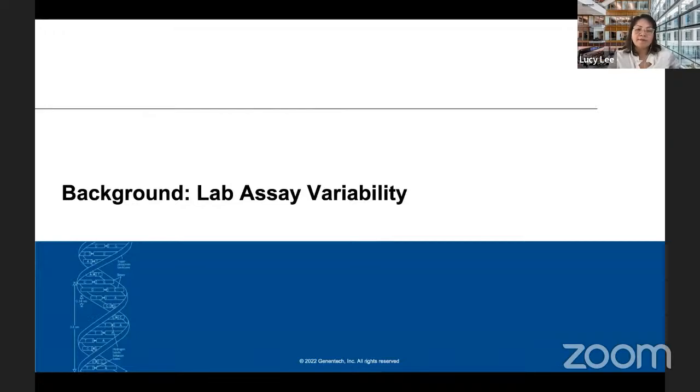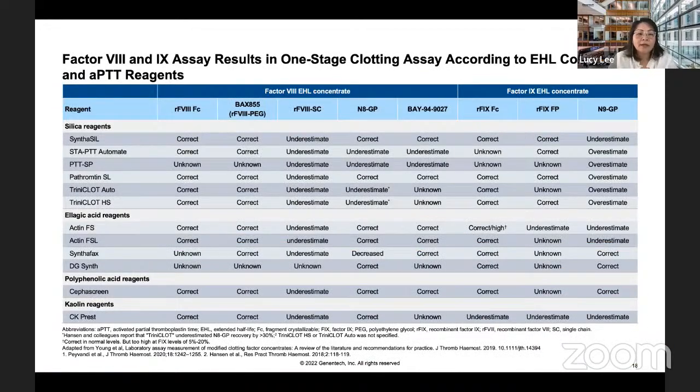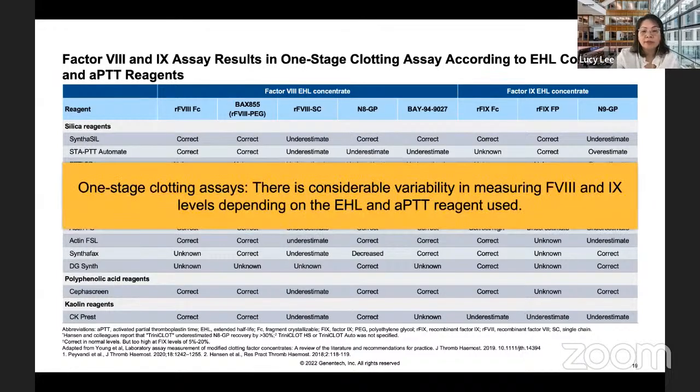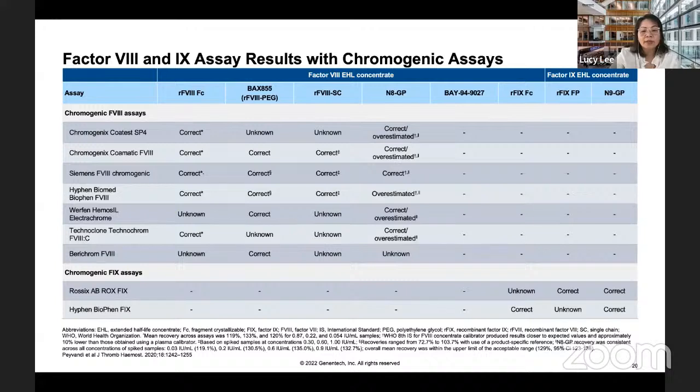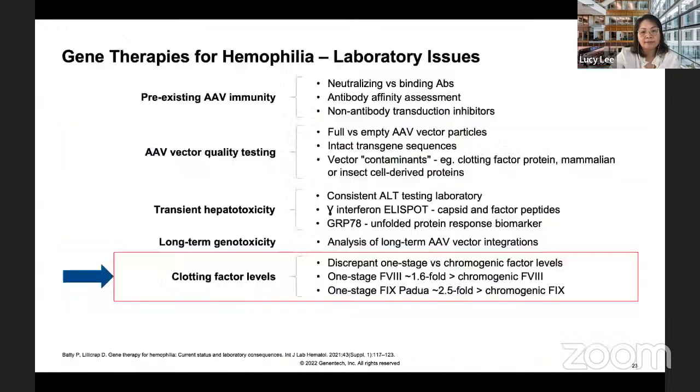All right, a little bit on the topic of assay variability in general. We actually do know this is not a new topic. In terms of looking at one-stage clotting assays, evaluating factor VIII or factor IX activities, there's a good amount of variability based on the type of reagents that's used, as well as the type of the product that we are looking at. This variability is somewhat addressed with the use of chromogenic assays, but not fully eliminated. In the setting of gene therapy, we do still see discrepant one-stage and chromogenic factor levels, with one-stage factor VIII activity level reading out about 1.6-fold higher than the chromogenic activity.